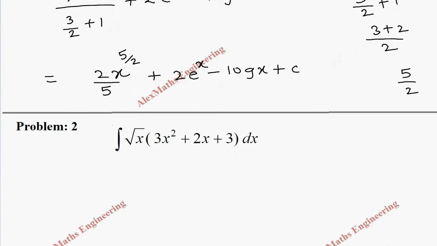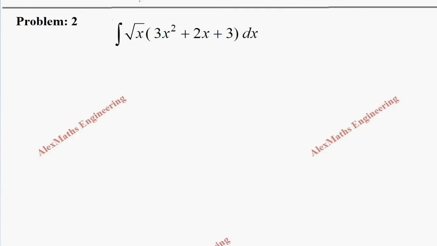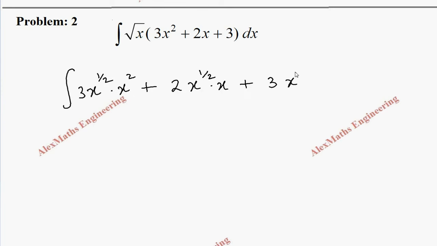Now coming to problem 2. We have the integral of root x into 3x square plus 2x plus 3. Let's expand this. This is x power half. When I multiply inside of this, it will become 3 into x power half into x square. In the same way, 2 into x power half into x, and this is 3 into x power half dx.